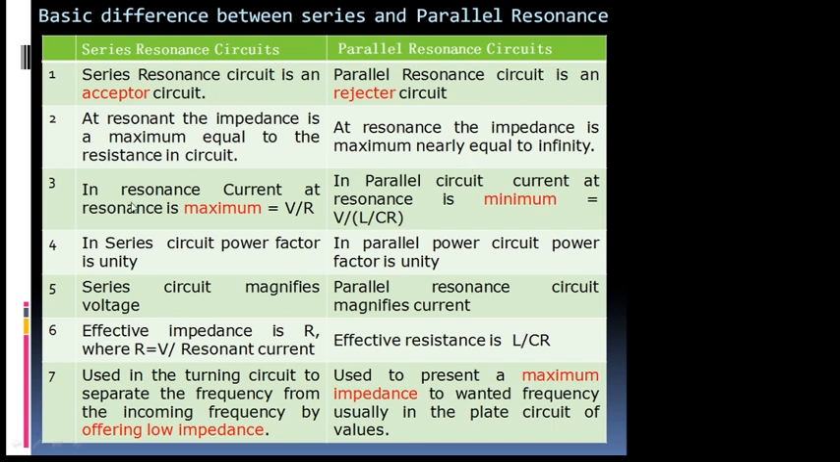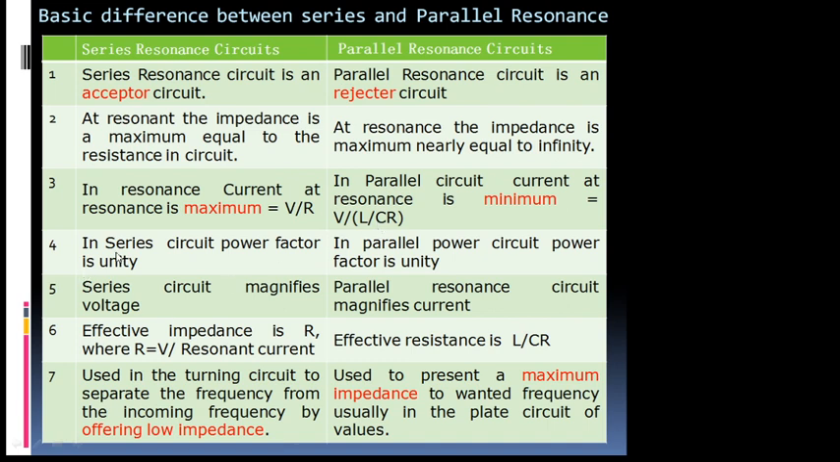At resonance, the current will be maximum, and that is given by V by R. So the maximum current value I can have in the series circuit will be V upon R, according to Kirchhoff's law, Ohm's law. In the parallel circuit, the current will be minimum, because the impedance becomes infinity. If the impedance is infinity, naturally the passing current will be minimum, and mathematically you can prove it is V upon L by CR.